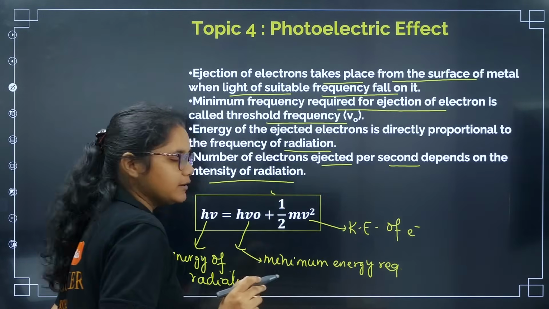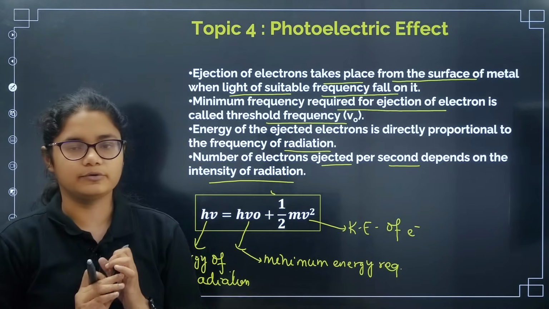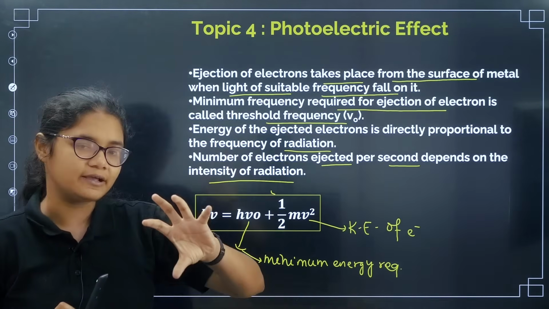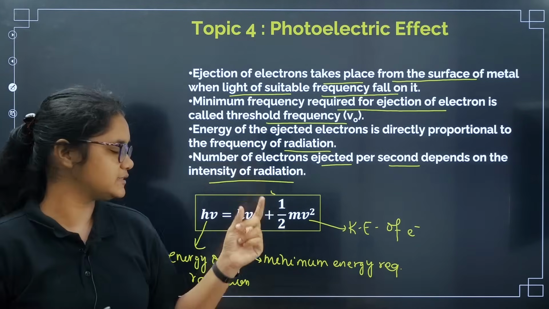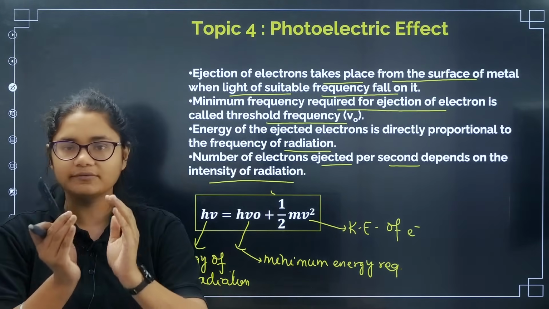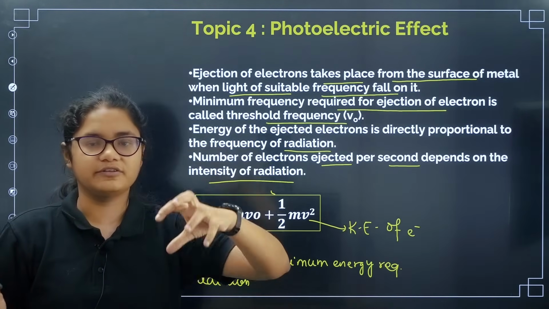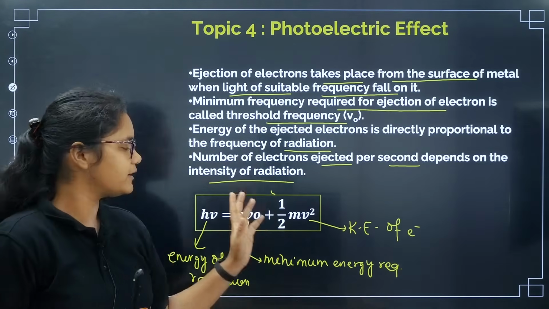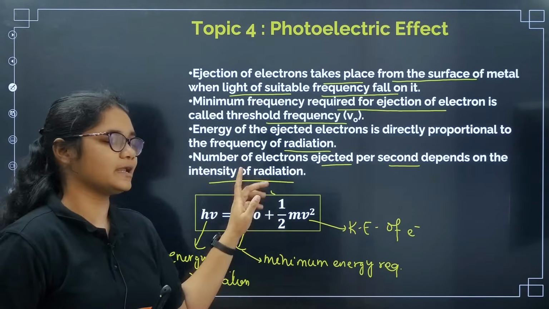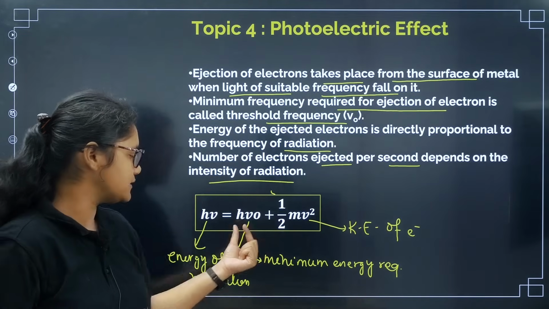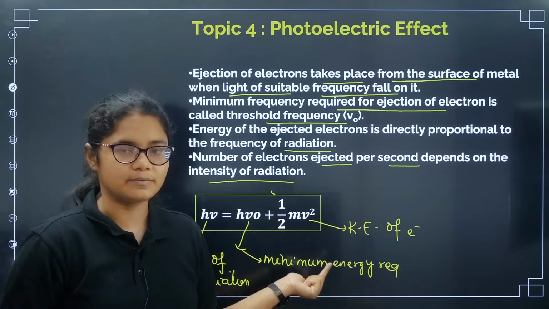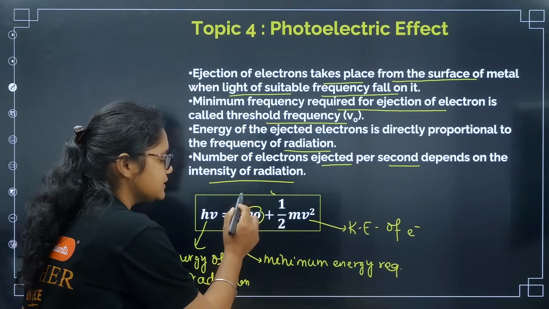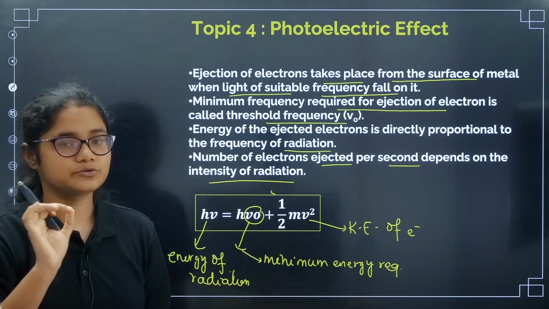You can understand it like this: to remove an electron you need, suppose, 5 joules of energy. You have given 12 joules of energy. So 5 joules out of the 12 joules given by the radiation was used just to remove the electron from the nucleus. Then the rest, 7 joules, will be used as the kinetic energy of the electron. So that is the formula, h nu is equal to h nu 0 plus half mv square. Here nu 0 is called the threshold frequency, and h nu 0 is called the threshold energy.